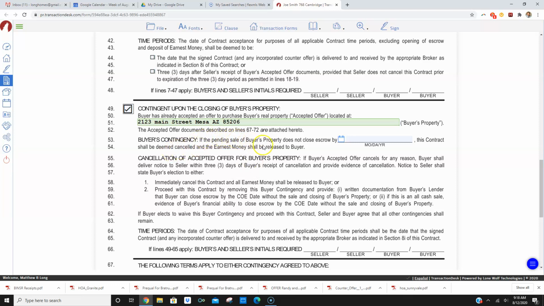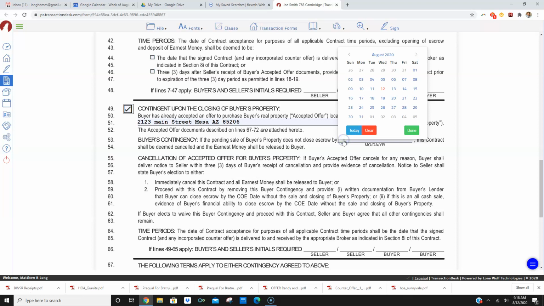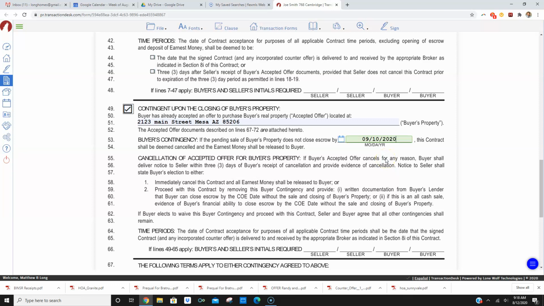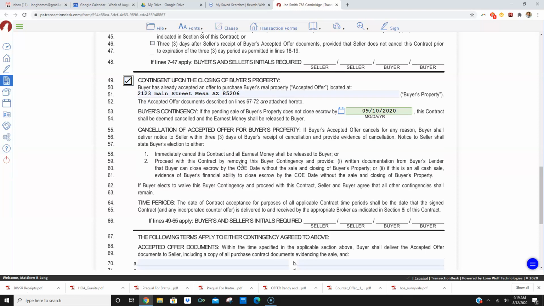So if the pending sale of the buyer's property does not close, and you know the close date because hopefully you're their listing agent on this property, this is saying if it doesn't close, this contract shall be deemed canceled and earnest money released to the buyer. What's nice about this is they're protected all the way up until it closes. And odds are you're going to close on the one you're buying the day after this. So by then, everything has been done and taken care of. So it's kind of an extra layer of protection for your client, which can be nice.